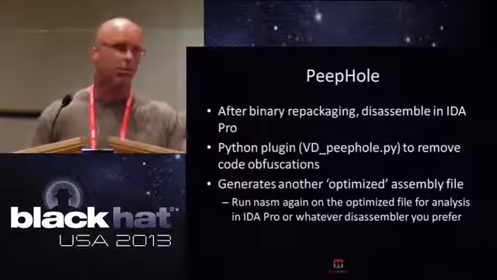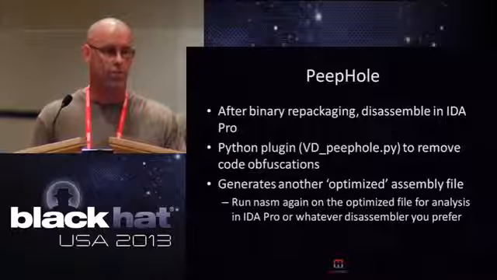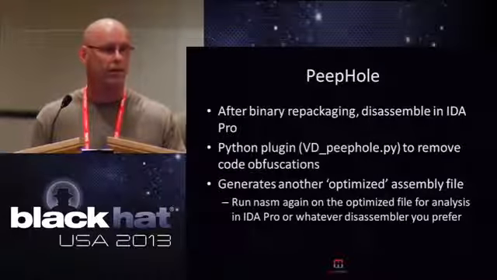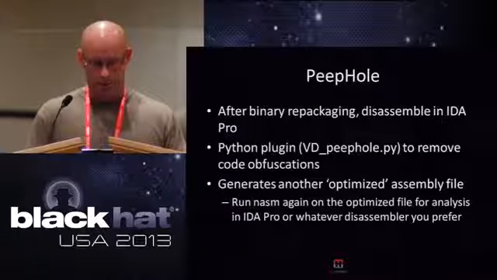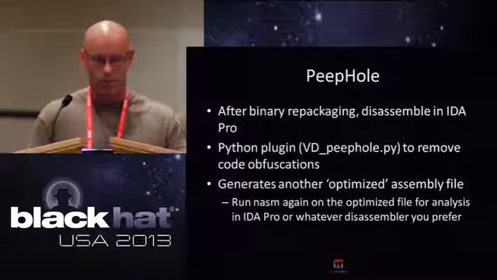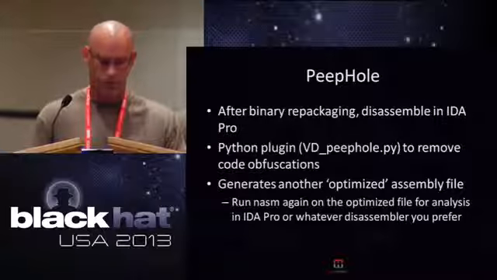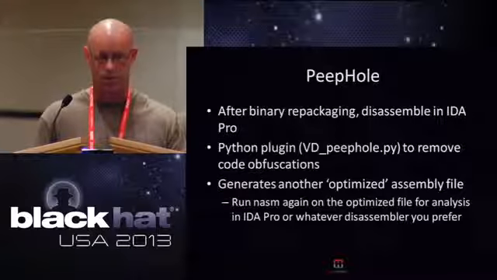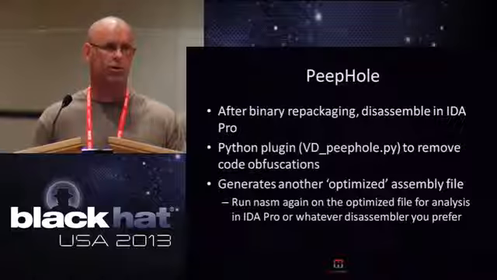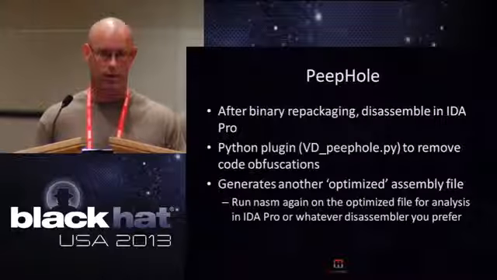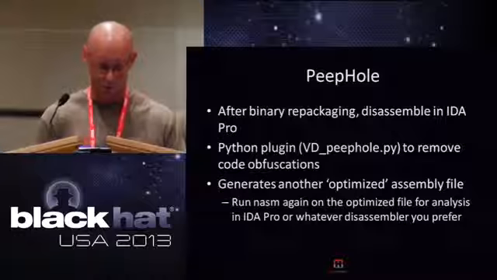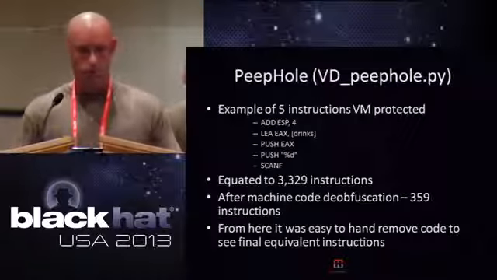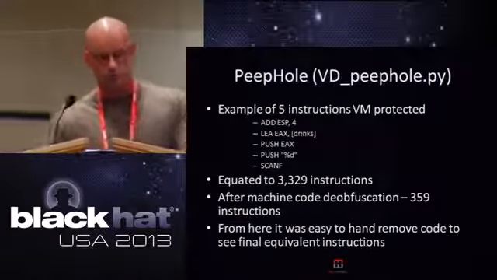Which then leads me to my peephole optimizer. I don't even know if that's the right word anymore because it's not that. It's another code deobfuscation type tool. Anyways, that one's called VD_peephole, and it's part of the source code package. You can download it, but it's pretty self-explanatory. You load up the binary, you run this, and it'll pull out all the code obfuscation and leave you with something good. So back to our blood alcohol example.